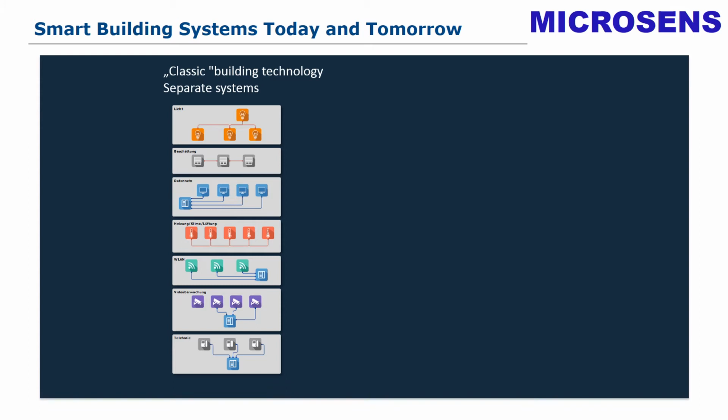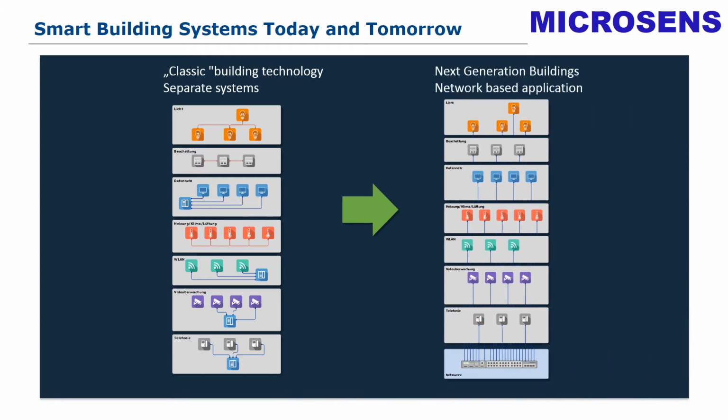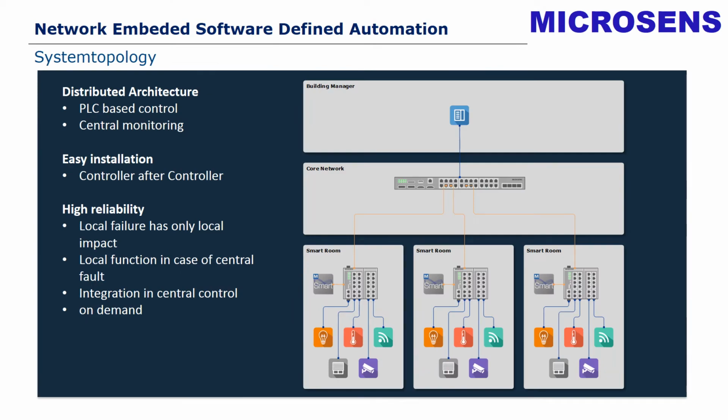And if we see this concept and think about what we talked about before, then the approach from Microsens, or the way Microsens thinks about building automation today, is presented here. Microsens is thinking of one big network which provides the data and IT infrastructure for all the several subsystems in a building. So how does it look in detail?